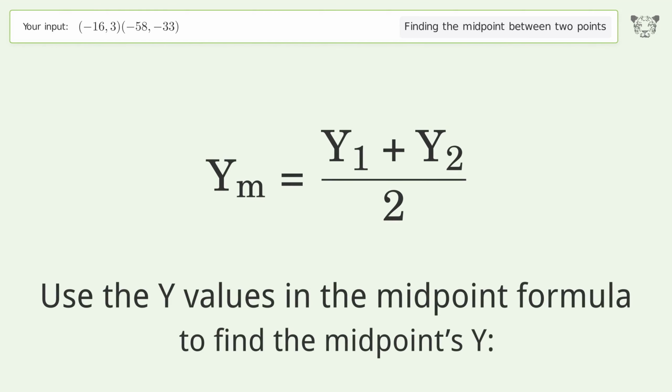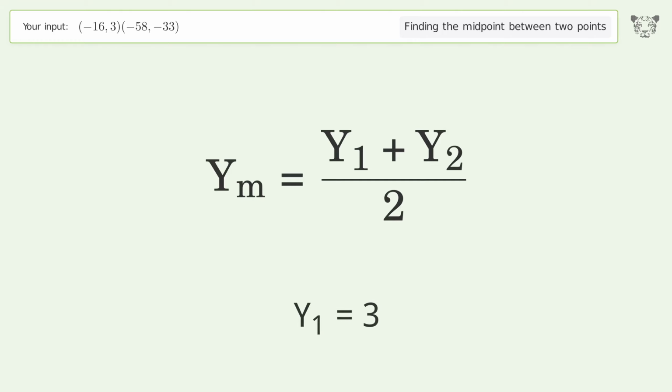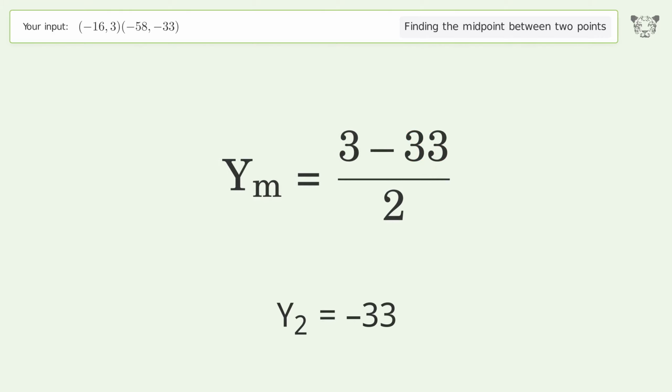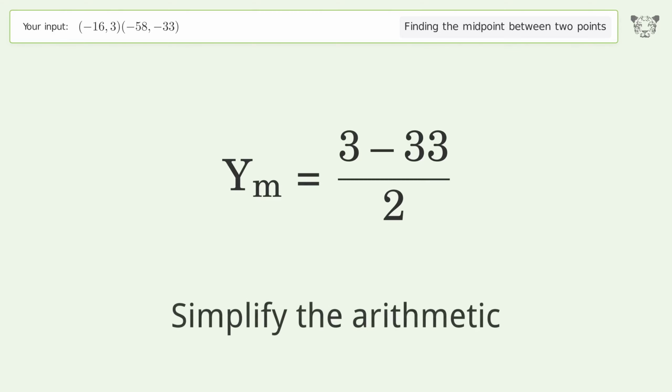Use the y values in the midpoint formula to find the midpoint's y. y1 equals 3. y2 equals -33. Simplify the arithmetic.